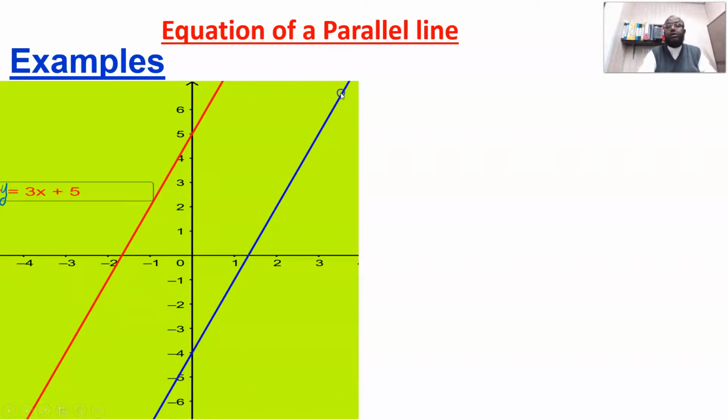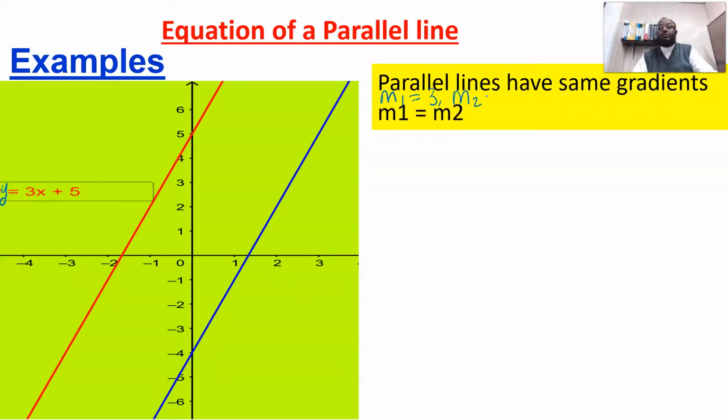That's the information given. So if that's the case, m1 is what? It is 3. And what about m2? m2 is 3. Why? Because parallel lines have the same gradient. So let me write down here again: m1 is 3 and m2 is 3. Now, to be able to get the equation of this line, what other number do we need? We need the intercept. If you extend this line, that's where it actually crosses the y-axis. The intercept is minus 4.